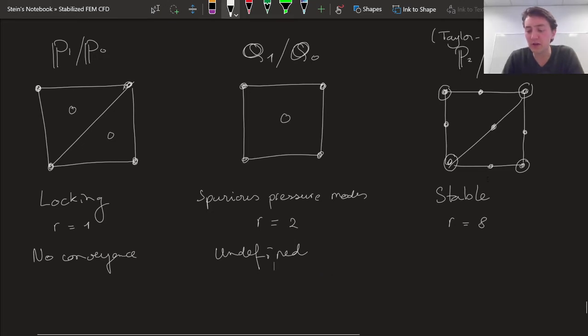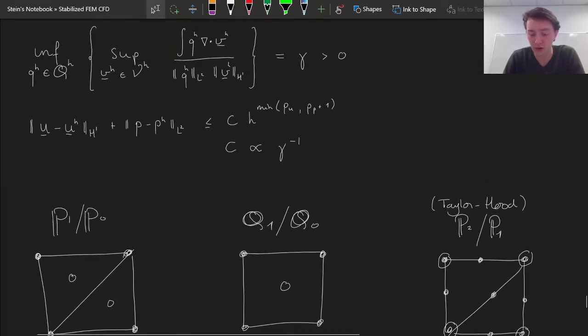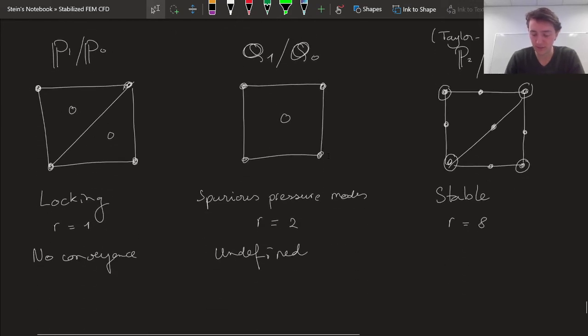And the Taylor-Hood element is actually one that has optimal convergence, and that is also due to this condition here where we have this minimum between Pu and Pp plus 1. Well, Pp is 1, Pu is 2, so we actually have h to the power of 2. We're not wasting any degrees of freedom in our pressure or our velocity. So we get an optimal convergence here.